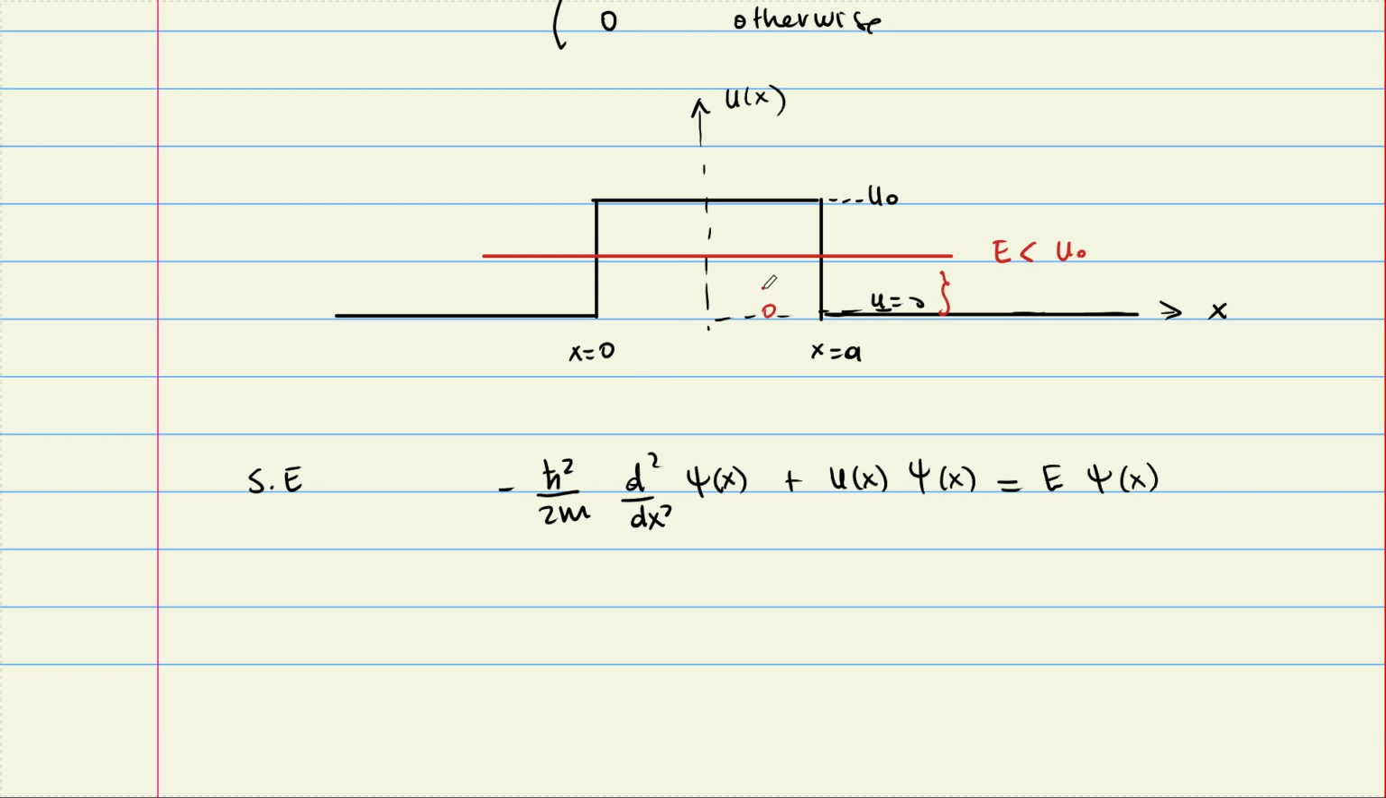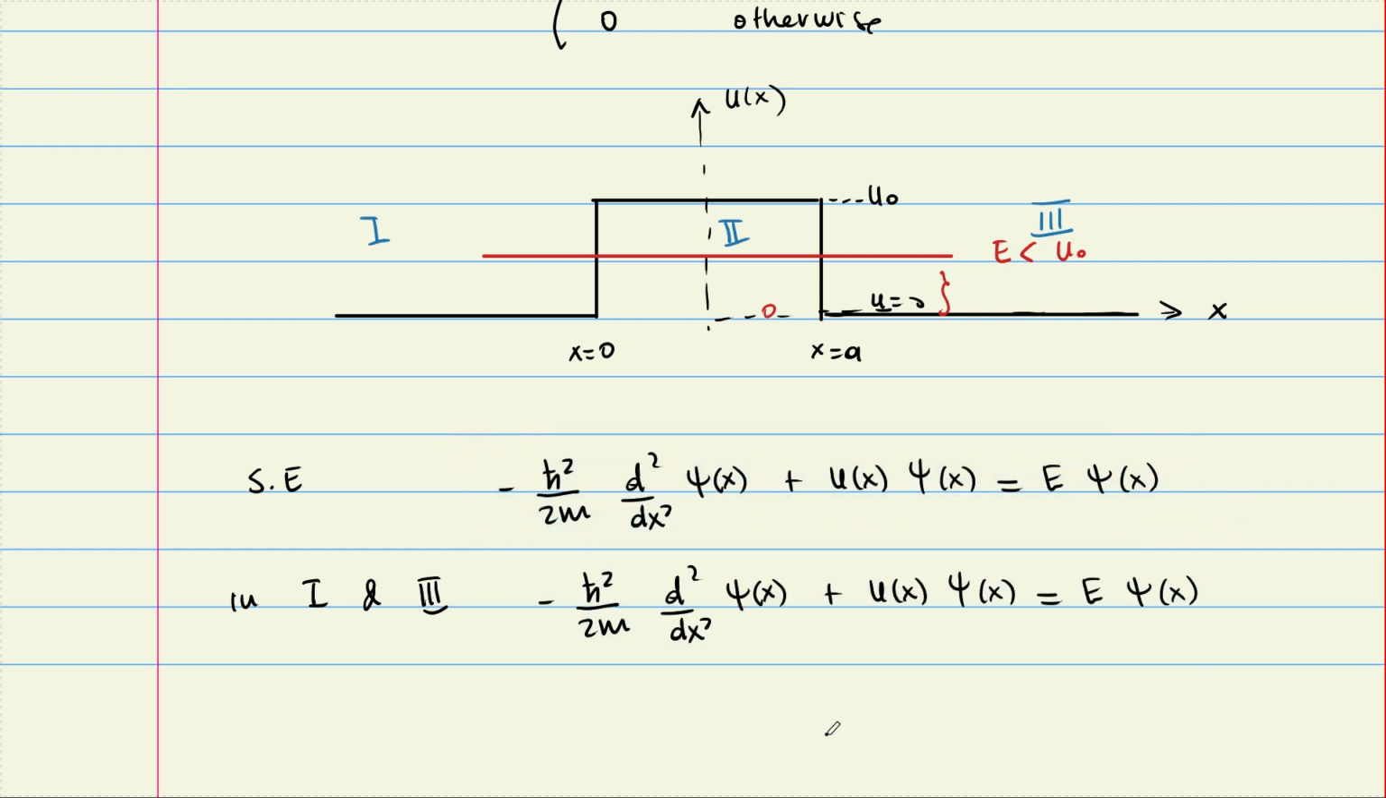And so, like last time, we have to solve it in three regions. So this is region 1, this is region 2, and this is region 3. In region 1, region 2, and region 3, we have to consider the Schrödinger equation separately and solve them with appropriate substitution. So in 1 and 3, we just have this equation, but U is 0, so I can erase this.